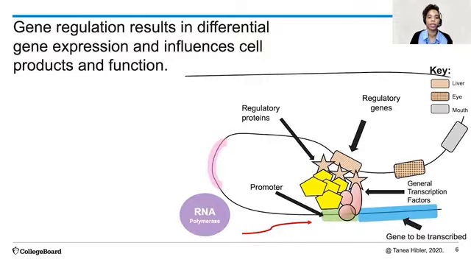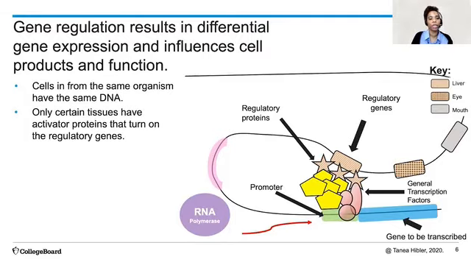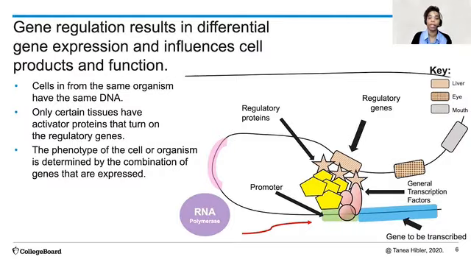Gene regulation results in differential gene expression, and it influences cell products and function. Cells in the same organism are going to have the same DNA, but only certain tissues have activator proteins that can turn on regulatory genes. The phenotype of the cell or organism is determined by the combination of genes that are expressed.